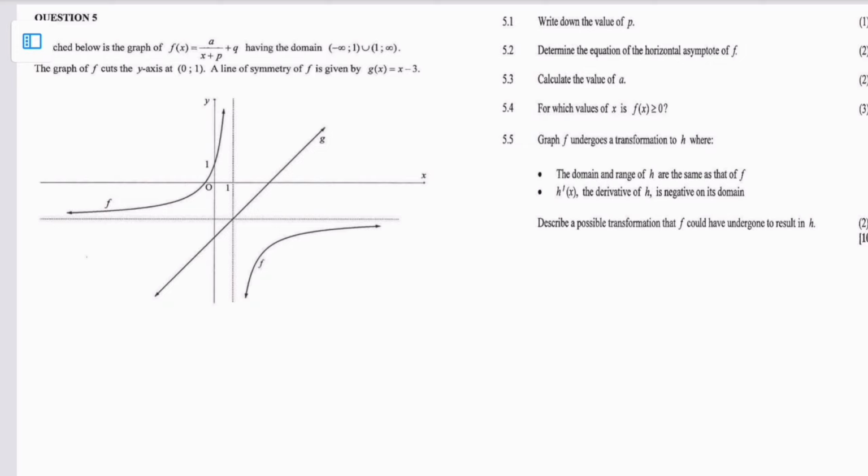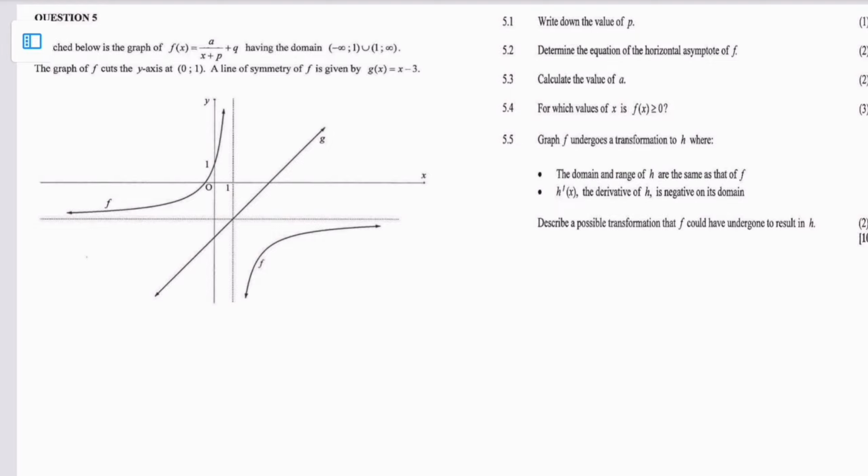Write down the value of p. Okay, so we are given this graph, f of x equals a over x plus p plus q, and we're given the domain. So essentially the domain is just telling us there's an asymptote at x equal to 1. So it can include all values, just not including 1. And they tell us the graph of f cuts the x-axis at 0, 1, and that a line of symmetry is given by g of x equals x minus 3. Okay, great stuff. So how do we get the value of p?